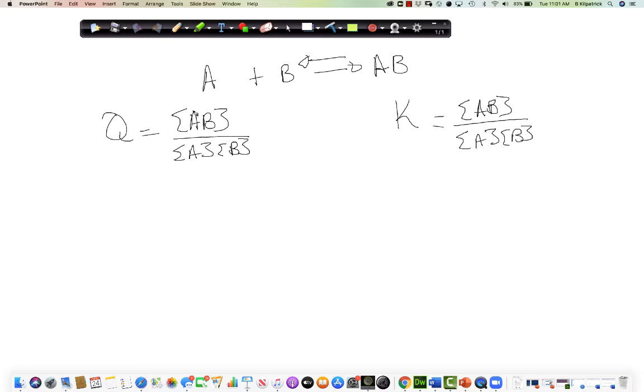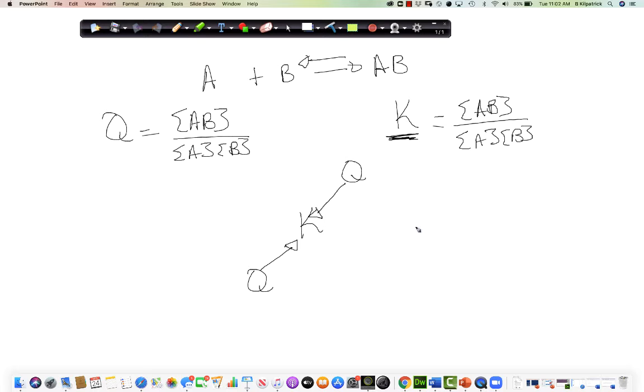So when you have these two values, K and Q, we're always trying to get back to that ratio. We're always trying to get back to the value of K. So what we do is we will look to see whether Q is greater or less than K. If Q is greater than K, we shift to the reactant side and we recreate the reactants. If Q is less than K, that means we need to make more products to make that value larger. So it will shift to the product side and make more products.